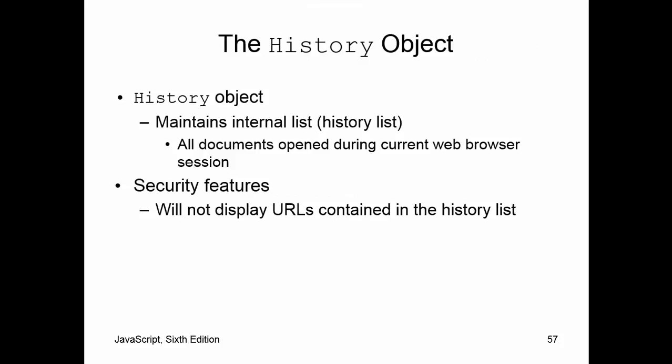So the history object, as mentioned right there, it maintains a history list, which is basically an internal list of all documents that have been opened during the current web browser session. Each browser window contains its own internal history object. You can't view the URLs contained in the history list, but you can write a script that uses that list to navigate to pages that have been opened.